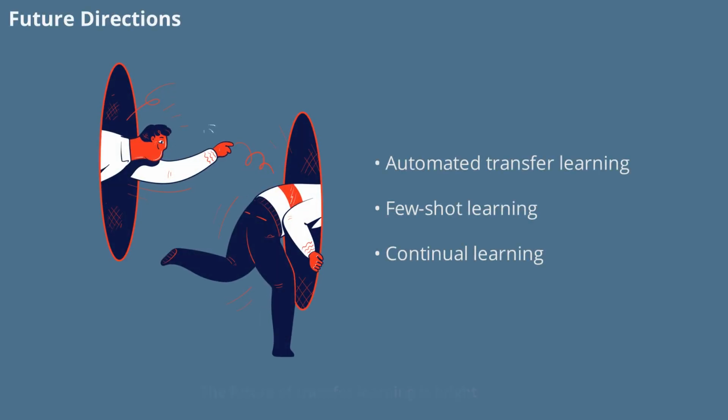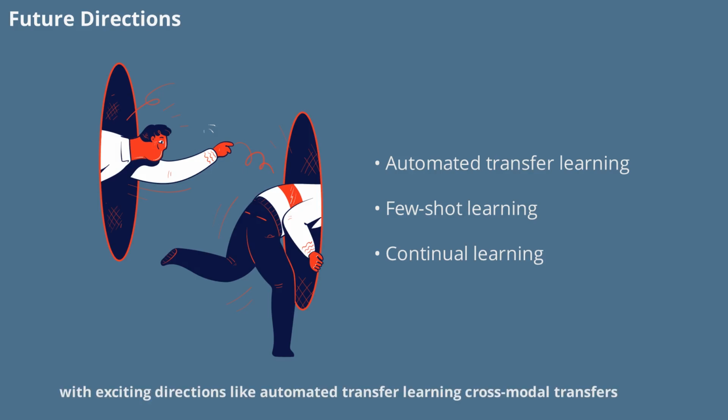The future of transfer learning is bright, with exciting directions like automated transfer learning, cross-modal transfers, few-shot and zero-shot learning, and continual learning systems. These advancements will make AI even more accessible and capable, allowing models to adapt to new tasks with minimal data and ongoing learning. As the field evolves, transfer learning will remain a cornerstone of practical AI development.